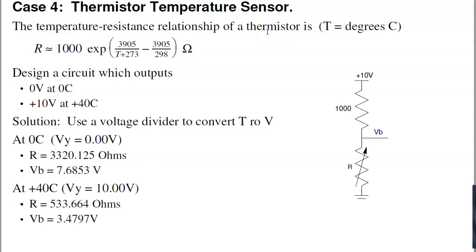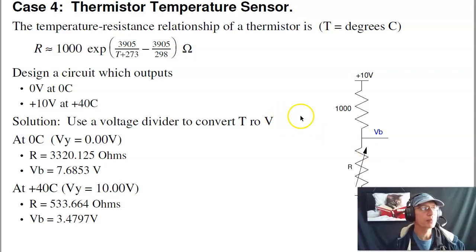Fourth case, let's look at a thermistor. A thermistor is a piece of silicon that measures temperature. In this case, the temperature resistance relationship is this, highly nonlinear. Nice thing about thermistors is the resistance changes by a lot. So as we go from 0 to 40 degrees Celsius, that thermistor is going to go from 3,300 ohms to 533 ohms. Design a circuit that goes from 0 to 10 volts as temperature goes between 0 and 40 C.